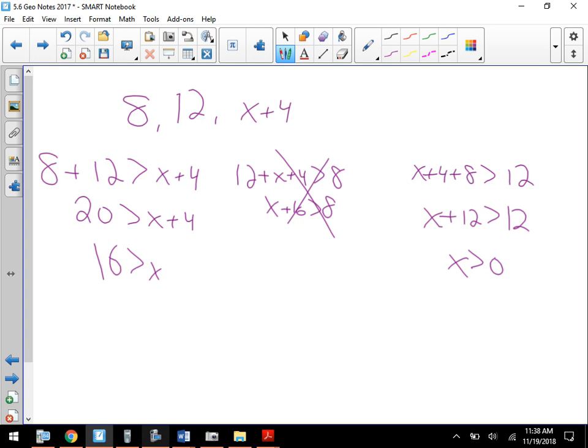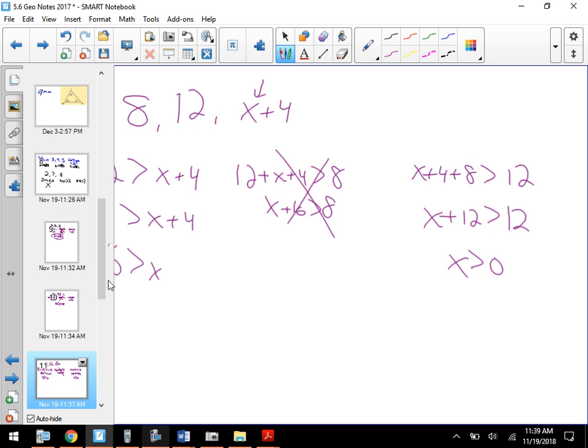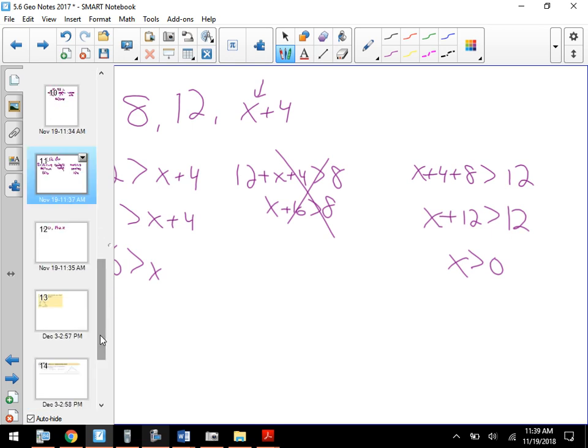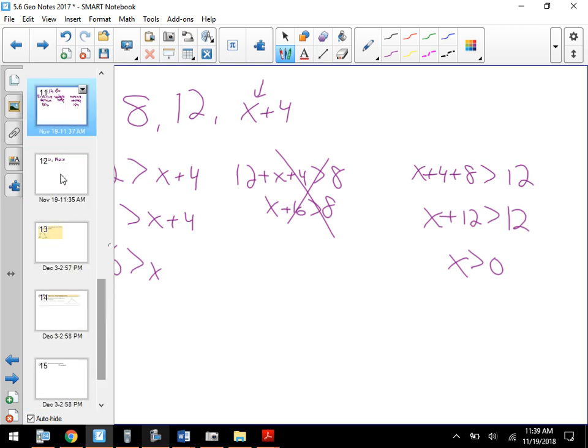Okay. Again, if you think about it, what's 0 plus x, or 0 plus 4? What's 16 plus 4? 20. What's 8 and 12? What's 12 minus 8? Math isn't all that tough. You just didn't want to be wrong.